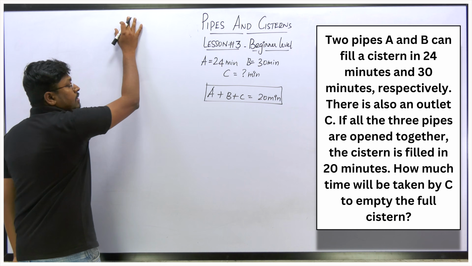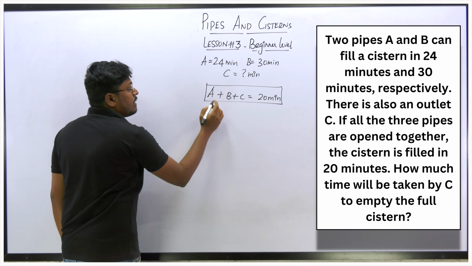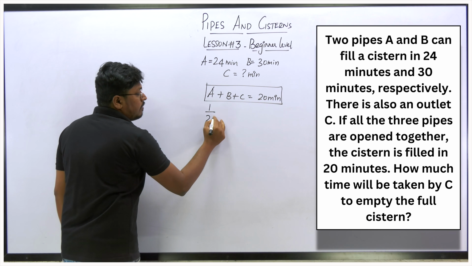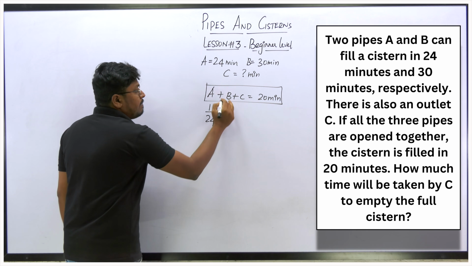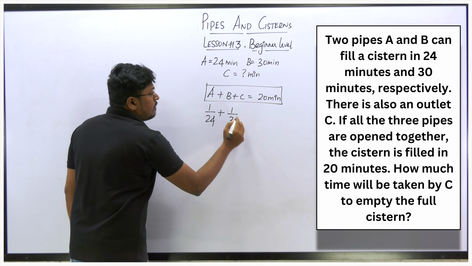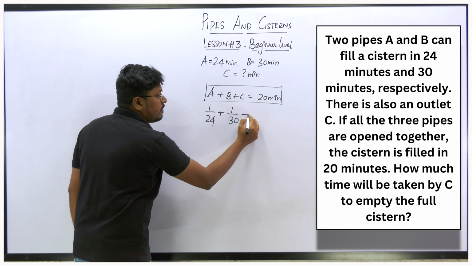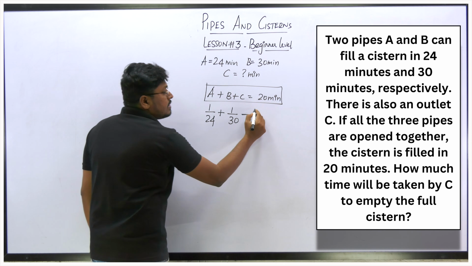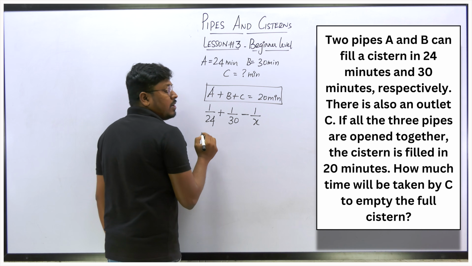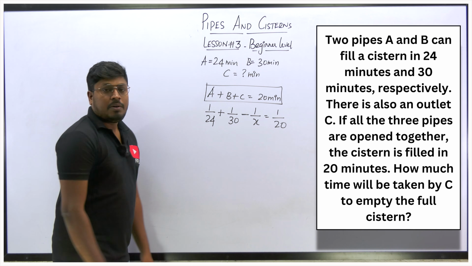So I have written the note here. The same way we can write this. Just see here, tap A alone can fill a tank in 24 minutes, 1 by 24. Tap B alone can fill a tank in how many minutes? 30 minutes, 1 by 30. We know that tap C empties the cistern, so minus, but tap C's value is unknown. That is the thing we need to find. So write down x, is equal to 1 by 20 minutes. So friends, understood or not how I wrote this?